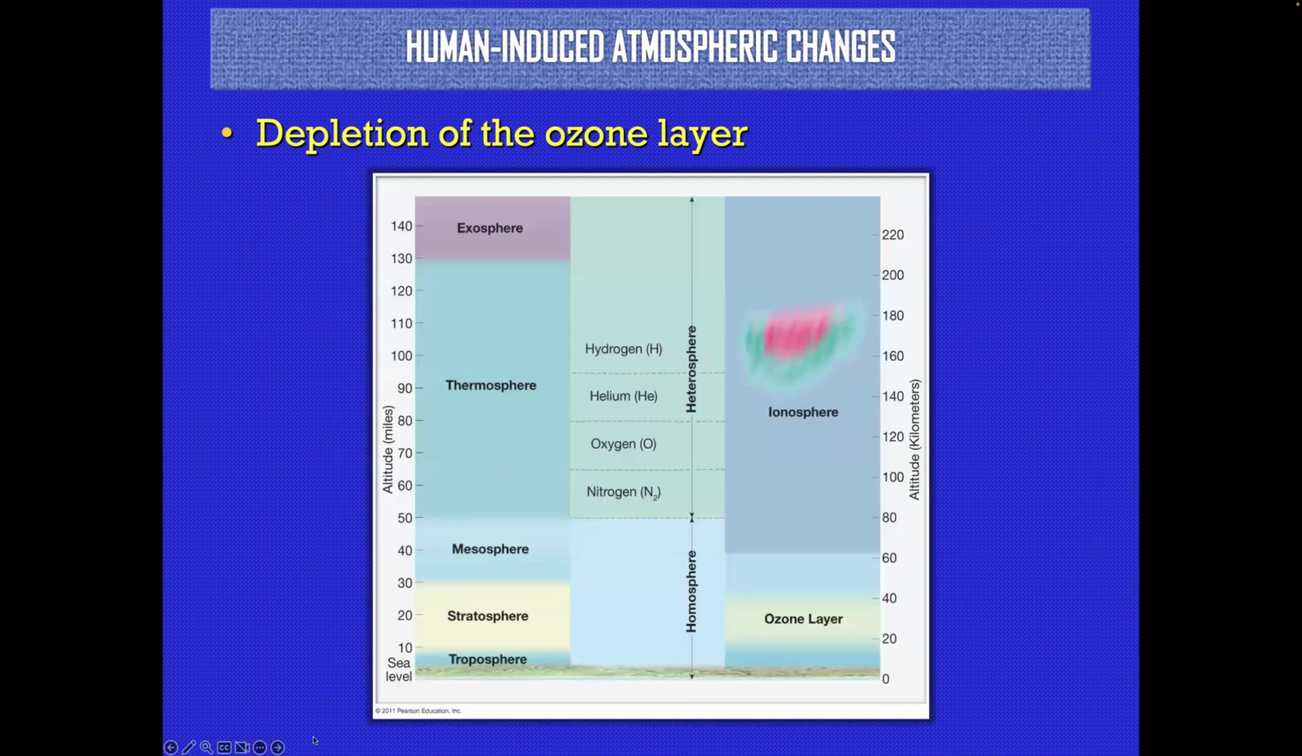So basically, we live down here. The ozone layer is in the stratosphere, and it protects us from ultraviolet radiation. So this ozone up here is good. Ozone in the lower atmosphere is bad.